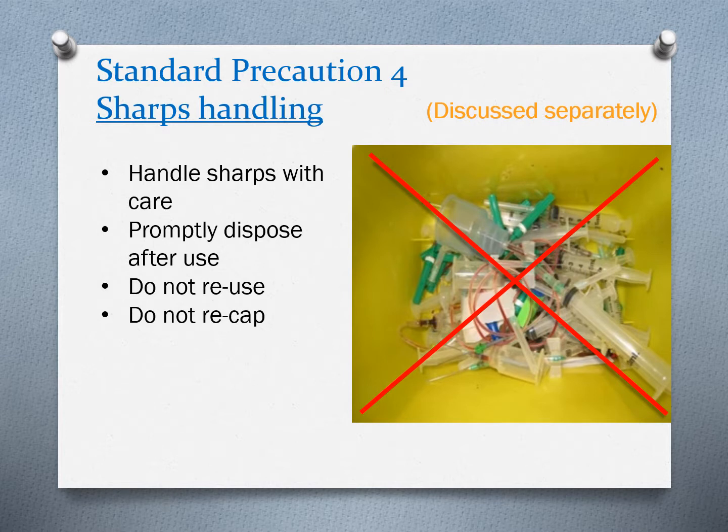The next is handling of sharps, which is discussed in detail separately. In brief, sharps, like needles, must be handled with care. Needles must be separated from syringes before disposal. They must be disposed of promptly after use into puncture-proof, leak-proof white containers placed close to the area of use. They must never be reused or recapped. Work practice controls, that is, behavioral changes, can go a long way in preventing accidental injuries from sharps.